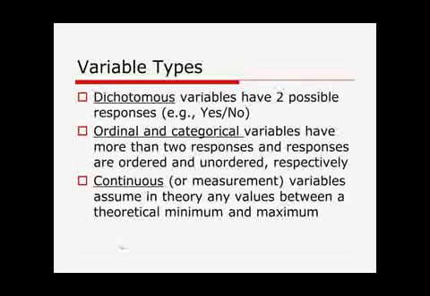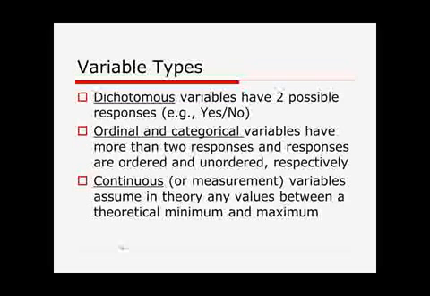Then when you get to more than two possible categories, we have ordinal and categorical variables. These have more than two responses. Ordinal variables have more than two responses, but the response categories are ordered. So sometimes we talk about patients being diagnosed with cancer, and the severity of the disease might be classified as stage 1, stage 2, stage 3, stage 4. So there are four possible categories that patients might fall into, and there's definitely an ordering to them.